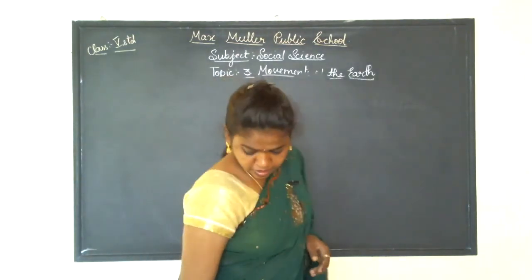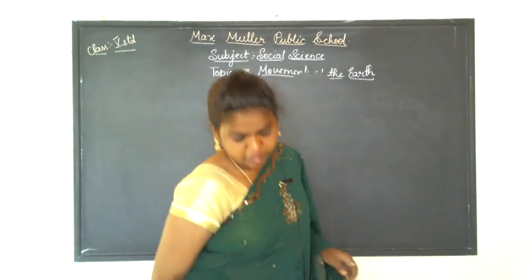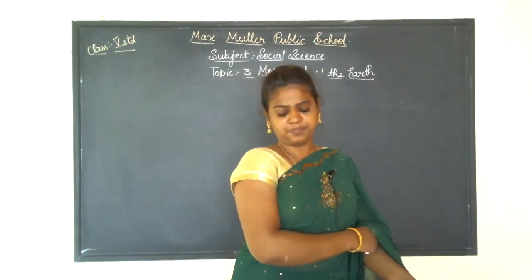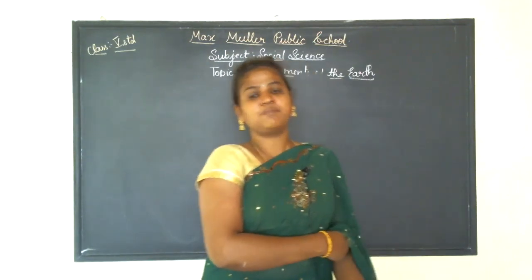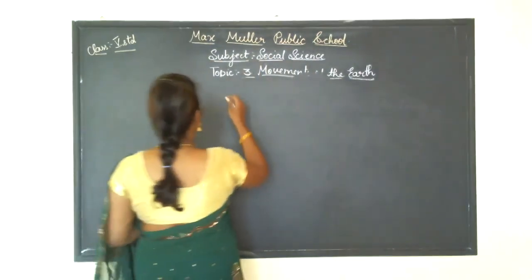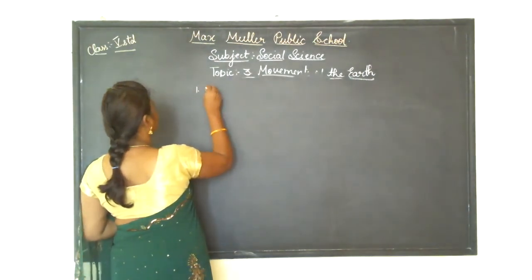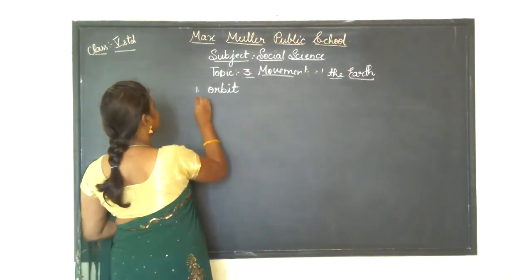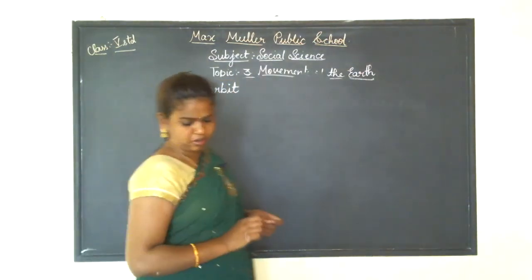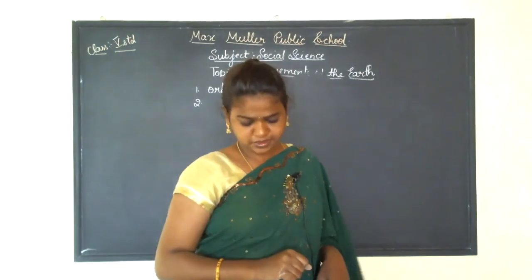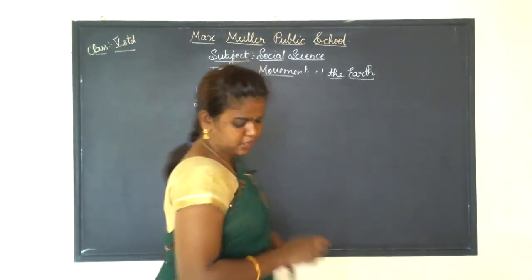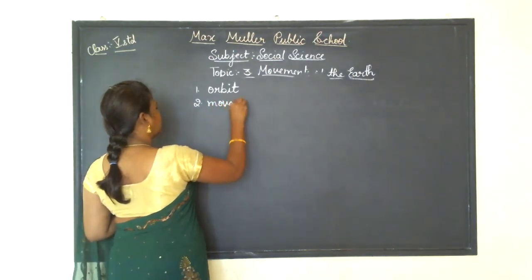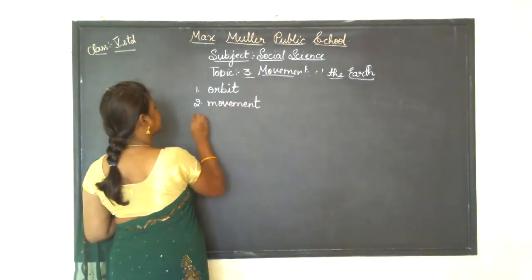So children, I'll be giving you a small assignment. When you're coming for the next week, you have to read these hard words and practice 5 times. So the first word is ORBIT, orbit. Second word is movement.